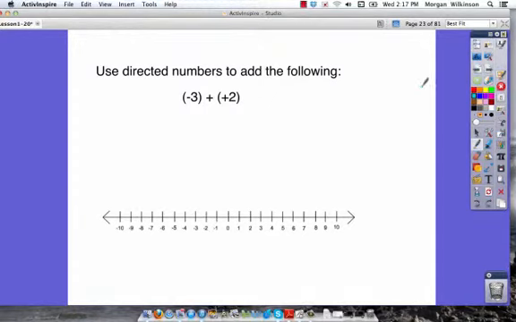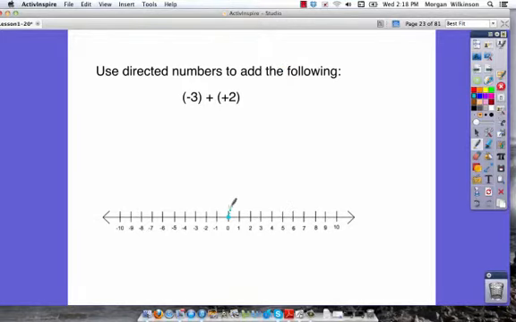Okay, we can use that to help us with this. We're going to use directed numbers to add the following: -3 plus +2. Now, you might be able to do this one in your head. If you can, that's good. But the question specifically says to use directed numbers to add the following, so you've got to show this with a number line.